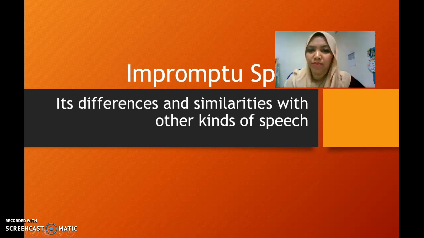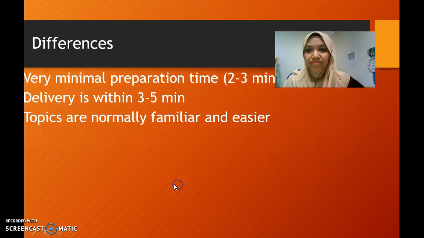Okay, now when we talk about impromptu speech, many people are scared. That's why you have to make it so sudden. You have to prepare everything within a few minutes. So by understanding what the components in impromptu speech are, you will be more prepared. You would be more ready to come up with an impromptu speech. Now let's talk about the differences, the similarities, and a few tips to handle impromptu speech.